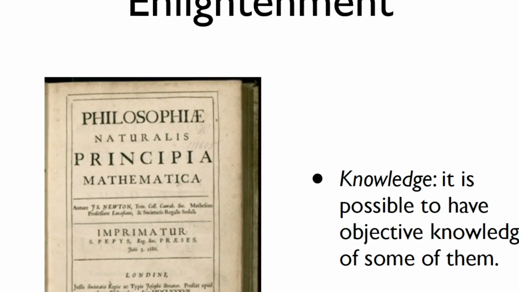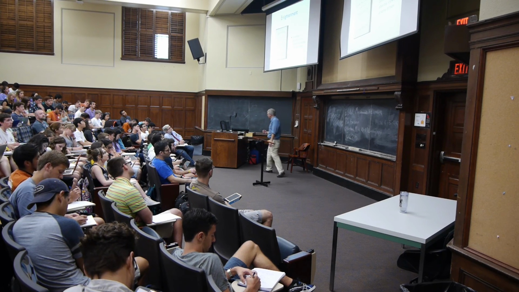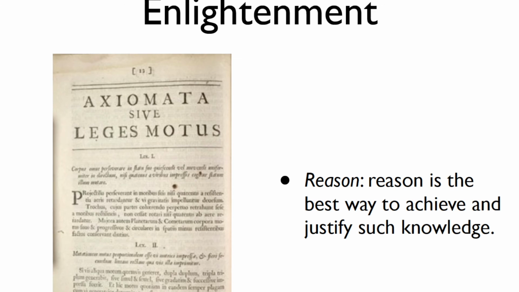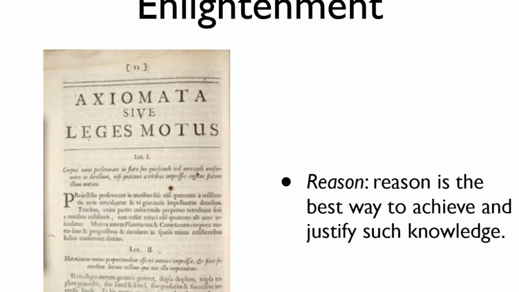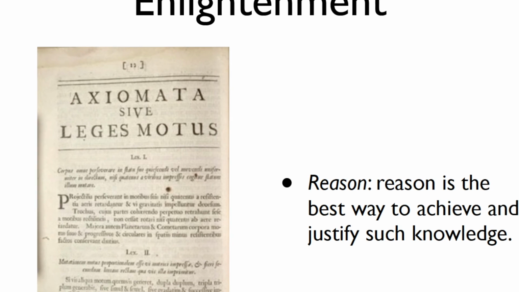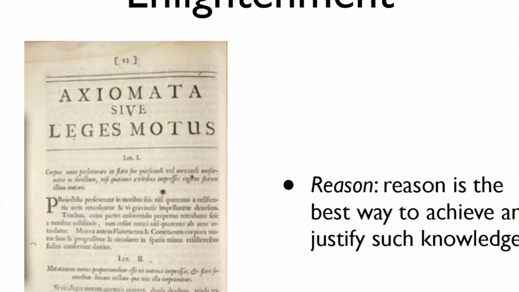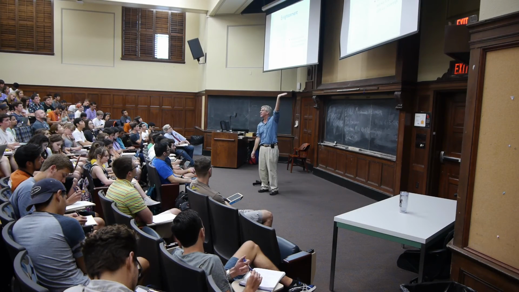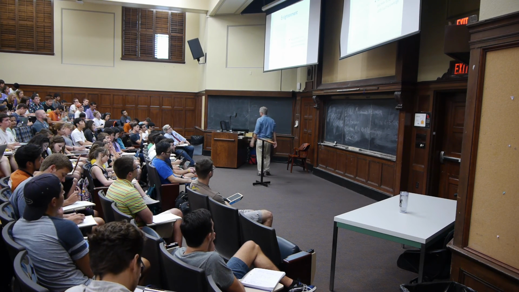And there's an excellent example, Principia Mathematica, Newton's framework. A third thesis, reason. Reason is the best way to achieve and justify such knowledge. And here you see the first page of one of the key chapters in Newton's work, Axiomata sive leges motus. In other words, the axioms, or the laws of motion. And the very first one is what I mentioned earlier. Things at rest tend to stay at rest, things in motion tend to stay in motion.